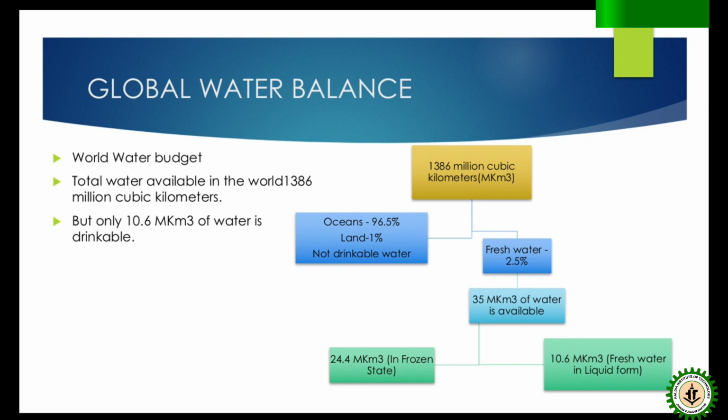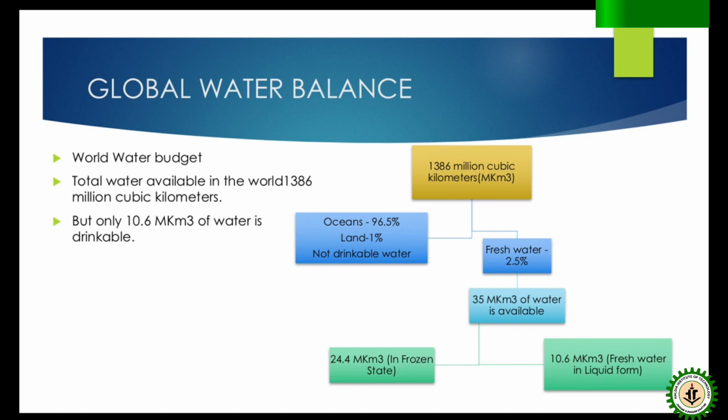It's sometimes difficult to tap it back. So there's also 1% of water which is trapped under land, which you cannot drink. Then you have fresh water of only 2.5% of total water available. This is your 35 million cubic kilometers of water which is available. Okay, very good. This is also not less.